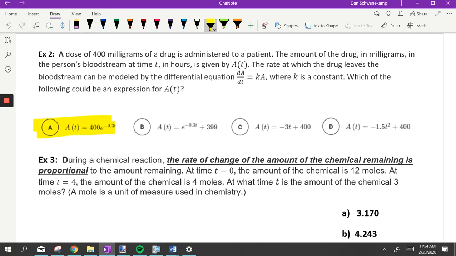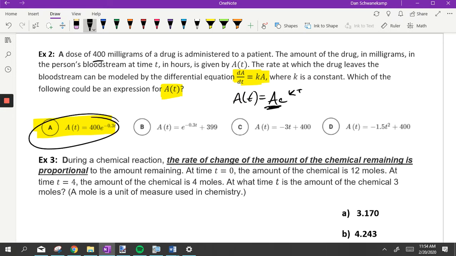We've got this equation. You get 400 milligrams of drugs. There's those drugs in your bloodstream. The rate at which it leaves is modeled by this equation. I want to know just A of t, so I'd have to take the antiderivative, which is going to give me A of t is equal to A e^(kt). I know I'm starting off with 400, so that's going to go right here. That's the only one that makes any sense. Questions on that?